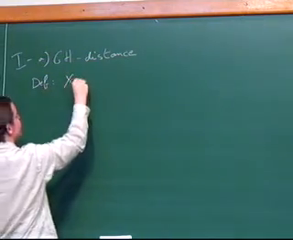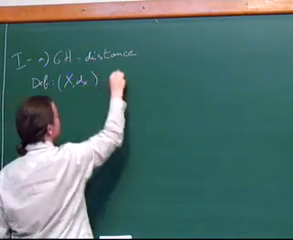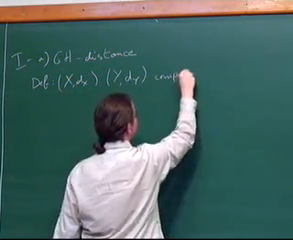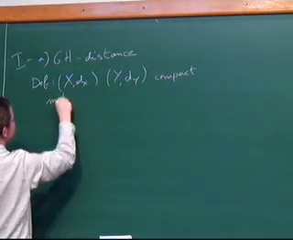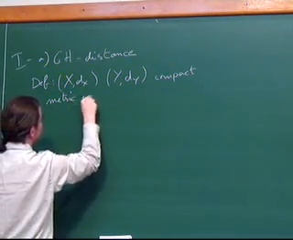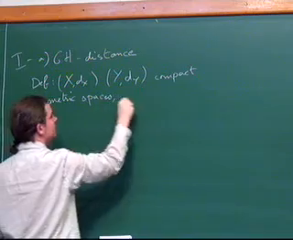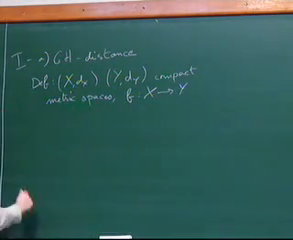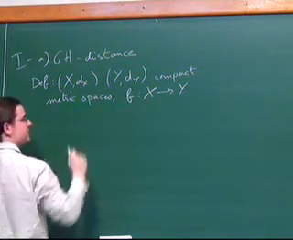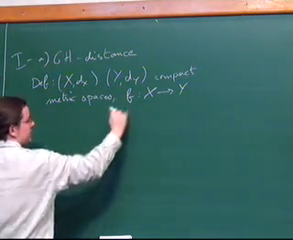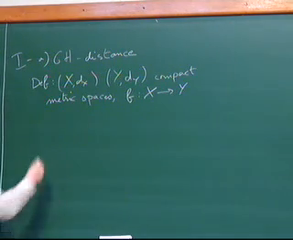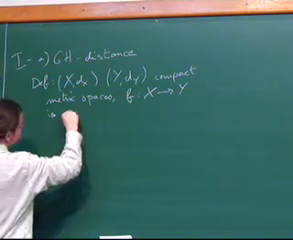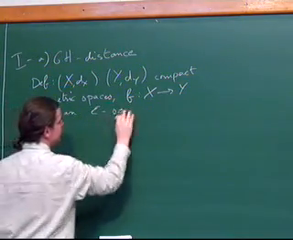Let (X, d_X) and (Y, d_Y) be compact metric spaces. F, an application from X to Y. Even everything, it doesn't need to be continuous or anything like that. So this application is said to be an epsilon isometry.